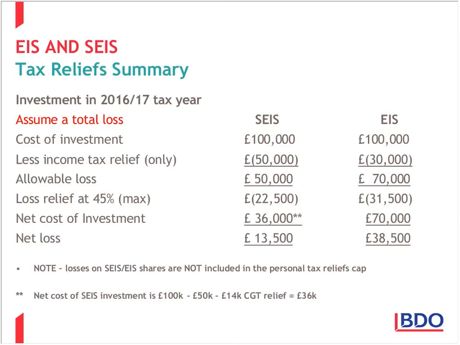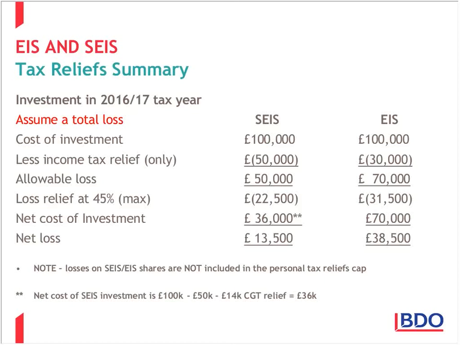So the net loss after the upfront income tax relief, the income tax relief on the loss and the CGT relief means that the net loss after those tax reliefs is only 13,500. Now obviously we hope that won't happen, we don't want to invest with the hope of a loss, but it's good to know that that downside protection is there, that for a 100,000 investment, the actual loss is only 13,500, provided you have sufficient tax base to use up those losses.